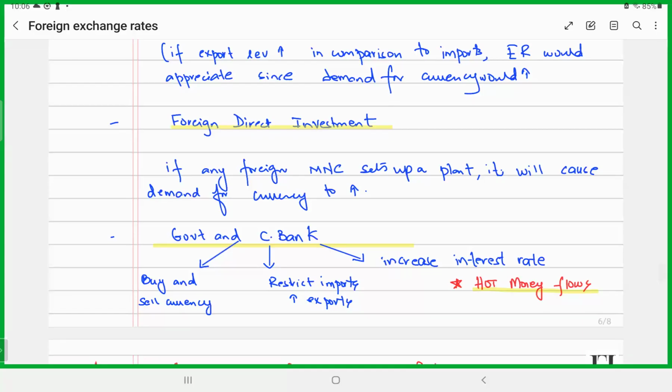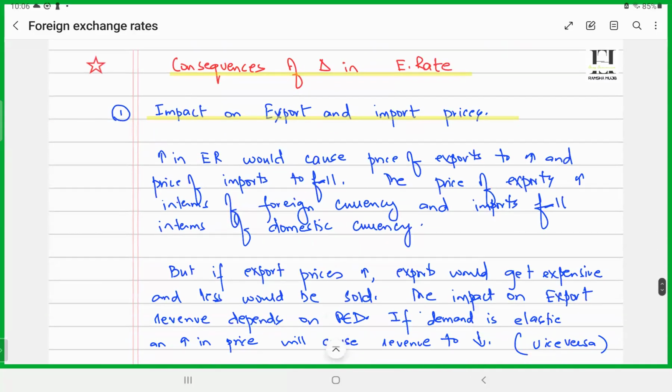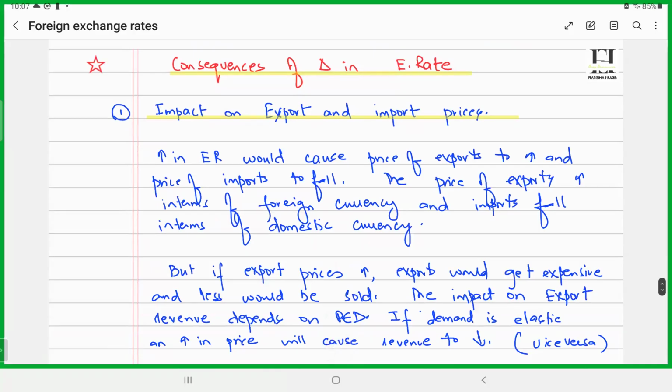All right. Now let's look at what happens when there are changes in exchange rates. So what happens when the exchange rate changes? The first is the impact on exports and import prices. So what happens when there is an increase in the exchange rate? It would cause the price of exports to rise, and the price of imports to fall. So the price of exports is going to rise in terms of foreign currency and imports would fall in terms of domestic currency.